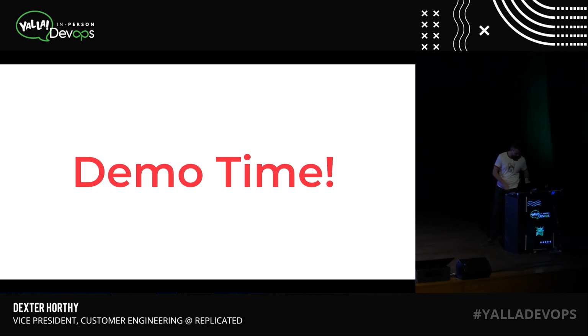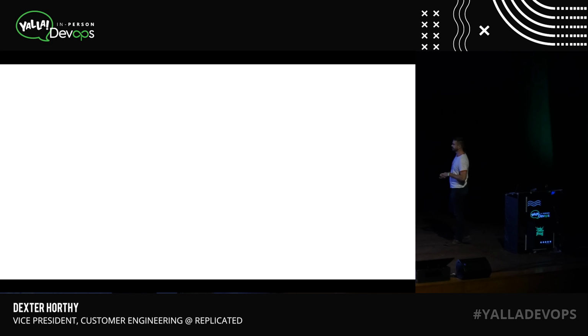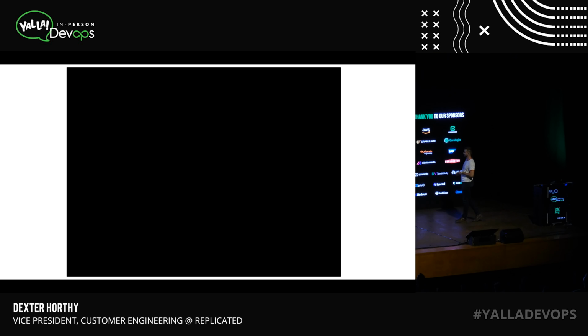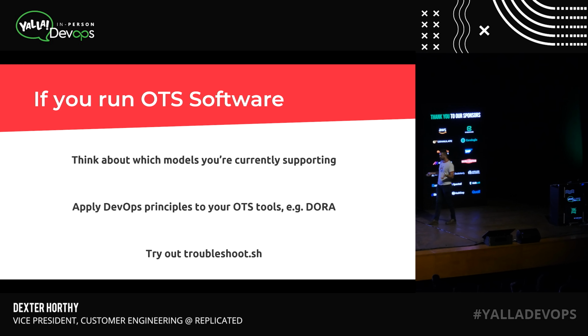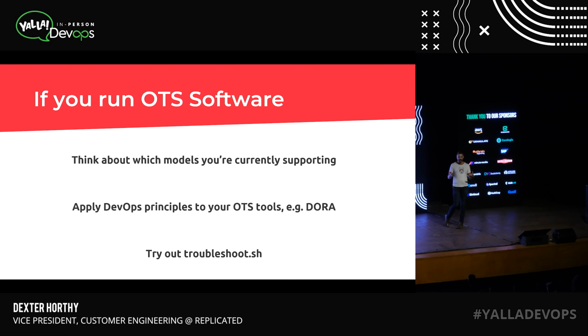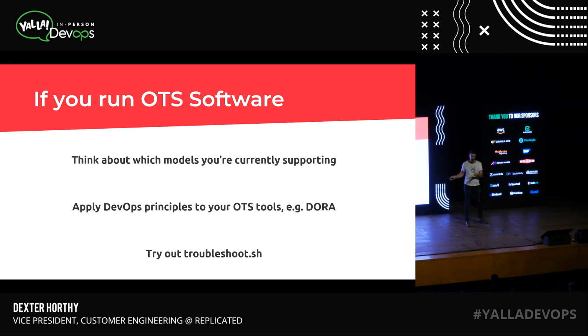Cool. So, that's the video, in case it broke. That's okay. So if you run off-the-shelf software, what can I do? Think about which of these three models you're currently supporting. And what I really want to get at is how can we apply DevOps principles to this off-the-shelf world? How can you think about change fail rates? How can you think about time to recovery? How can you think about lead time and batch size?